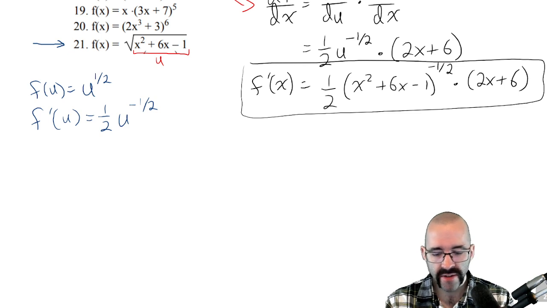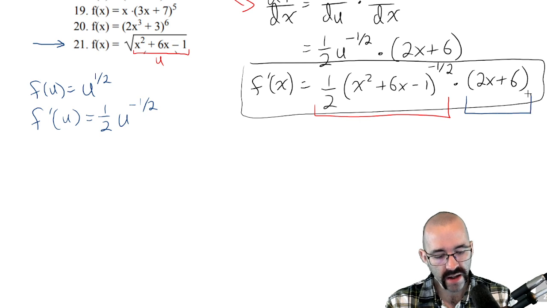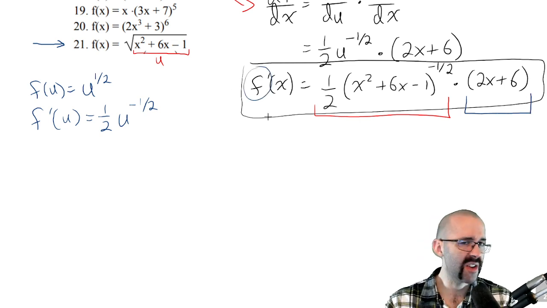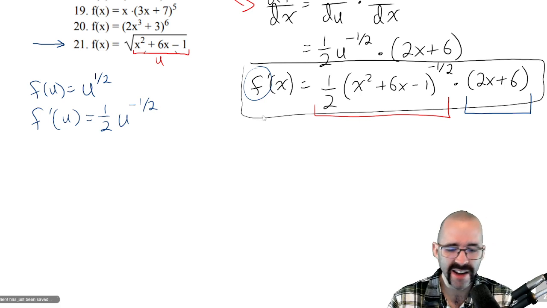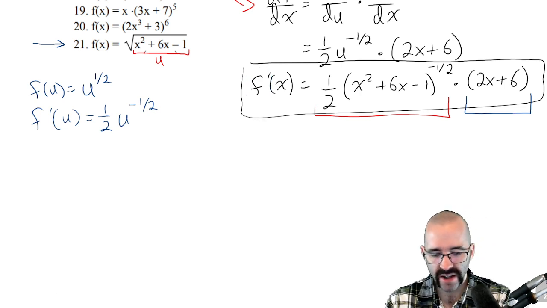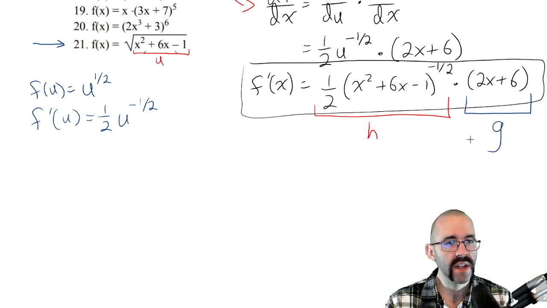So we need the derivative of this. Well, we have to use the product rule. Let's have this be our first function and this be our second function. We usually call them f and g. I don't want to do that though because we already have an f. We can call them h and g if you want.